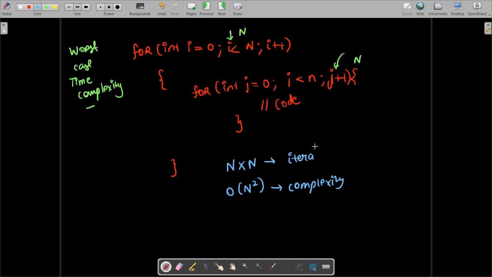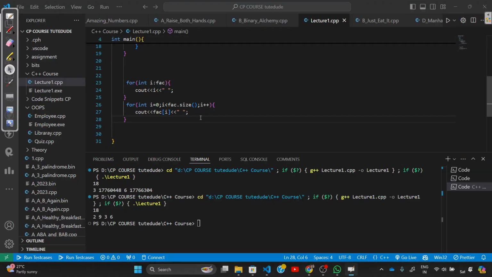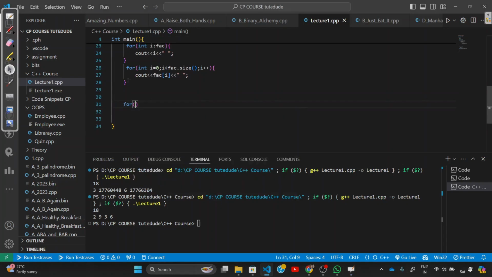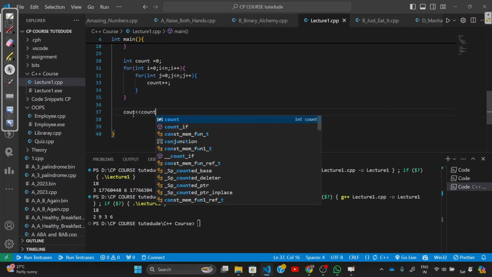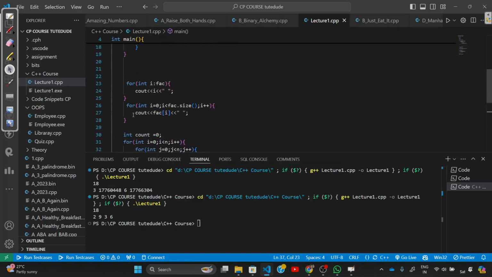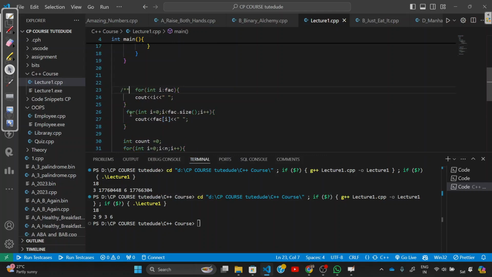Do you know that this is n square? It runs n square times. I will show you. Suppose I write a nested for loop. You know the difference between a nested for loop and two different for loops, right? Yes, I know that. Okay: i less than n, i plus plus, and for int j equals 0, j less than n, j plus plus. Suppose I need to count how many times it will run. So I just make a counter and increment it every time I go through the loop. Let's check how many times it runs. I'm just removing this thing, it's not required now.